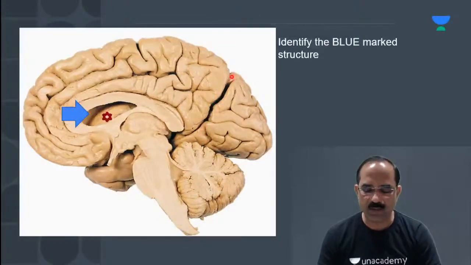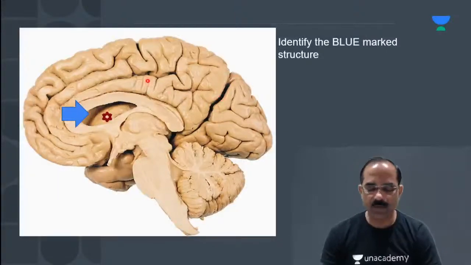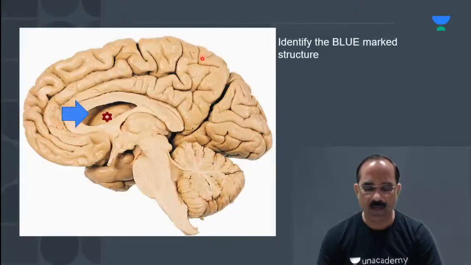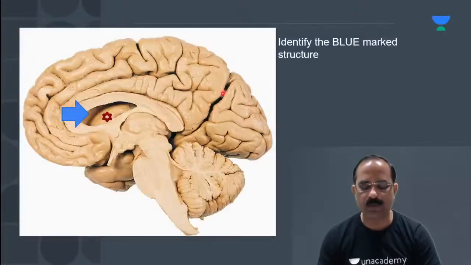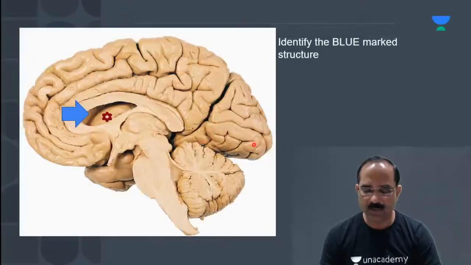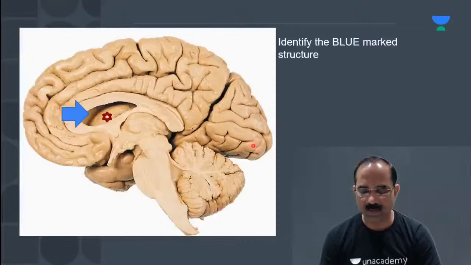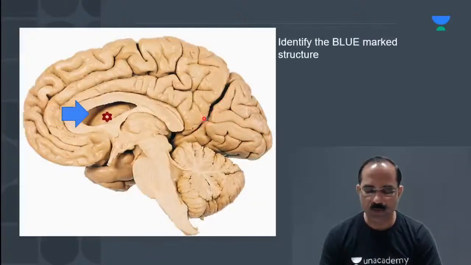What is this sulcus? It is going to separate the parietal lobe from the occipital lobe. Any guesses? This is what we call the parieto-occipital sulcus. There will be a sulcus down here. What would this sulcus be known as? The calcarine sulcus. Okay. So that's the parieto-occipital, and here would be the calcarine sulcus.